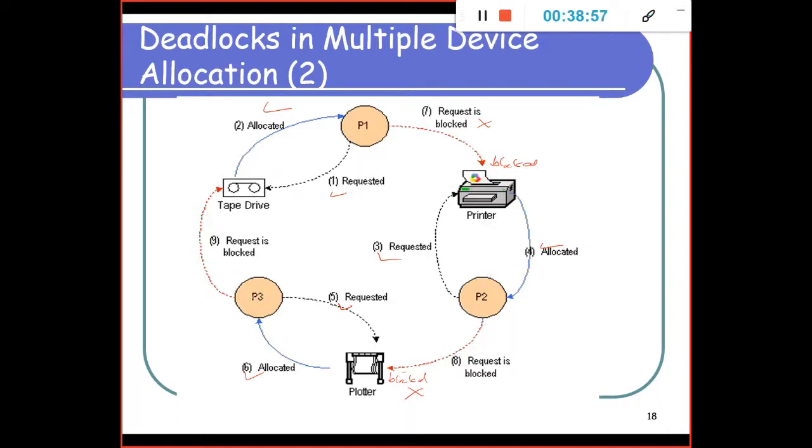So at the moment P3, I think this file is on the tape drive, so it requests the tape drive, but the request is blocked. It is blocked because the tape drive is allocated to P1. So you have this sticky situation. No one can finish their jobs because it's blocked.